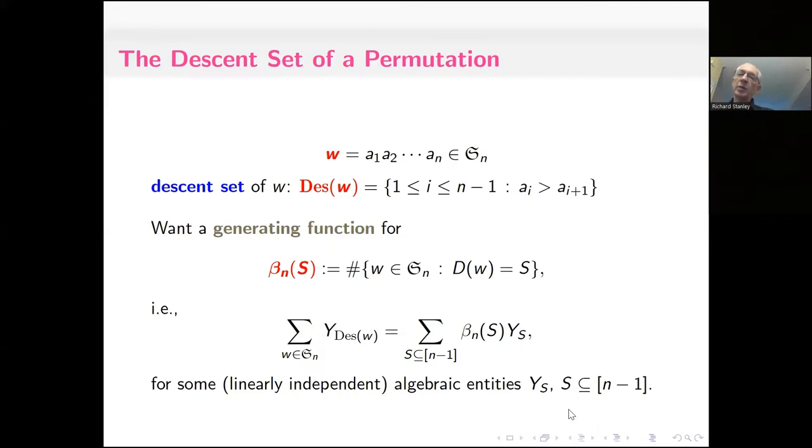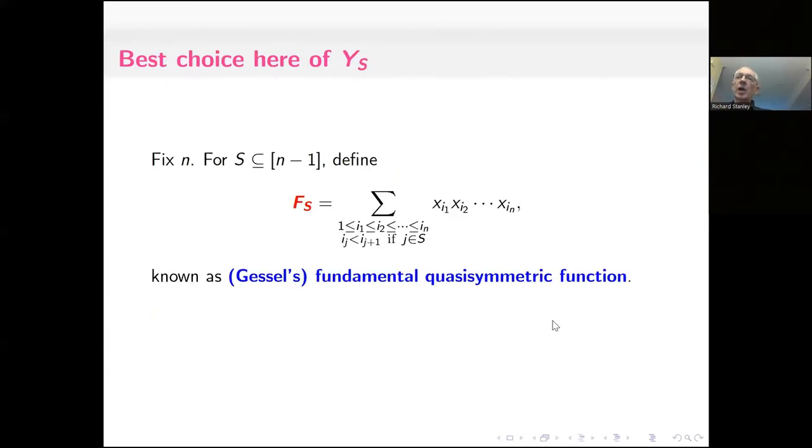For instance, if we're indexing by positive integers, we could use x^n over n factorial. And here, we want something so that we can put it to effective use. We're looking at the sum over all S of beta_n(S) y_S. There are different choices for these terms y_S, depending on the problem at hand, and the one that works here is Gessel's fundamental quasi-symmetric function, F_S.